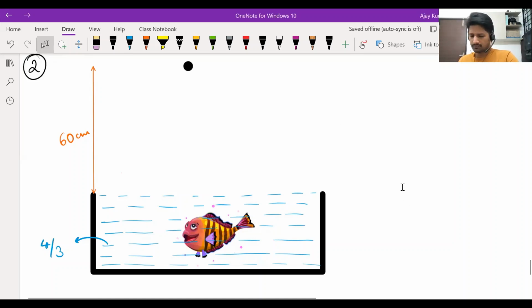Sir, can you repeat the question? There's an object in air at a height of 60 centimeters above the water level. So the actual height is 60 centimeters. You need to find out how high it appears to be as seen by the fish.